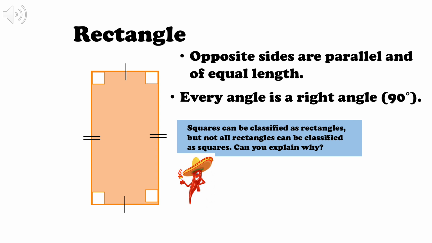Excellent, well done. I'm sure some of the properties that you came up with are also what you can see on the screen in front of you. Now I want to take this a little bit further. I want you to think about the question at the bottom of the screen. Squares can be classified as rectangles, but not all rectangles can be classified as squares. Can you explain why? The answer will be on the next slide, so pause the video just while you're thinking about that.